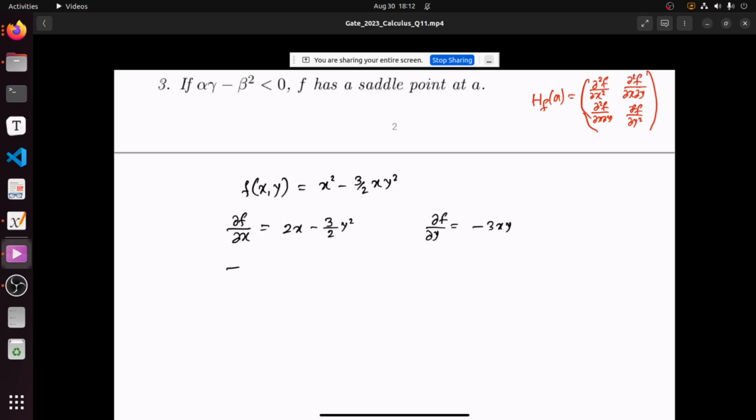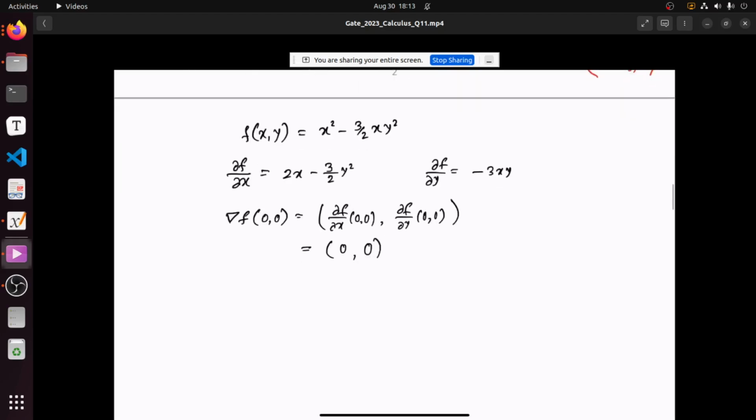So let's find the gradient of f at the point 0 0. It will be del f del x at the point 0 0 and del f del y at the point 0 0. If you put it in here, you will get both 0. So the gradient of f at the point 0 0 is the 0 vector, which implies 0 0 is a critical point of f, right?